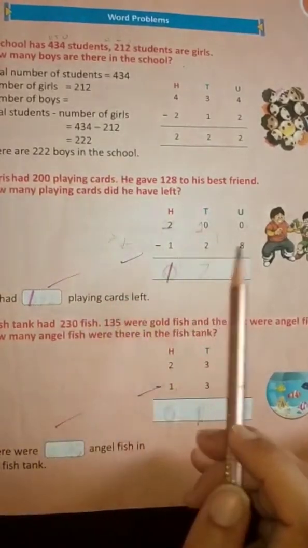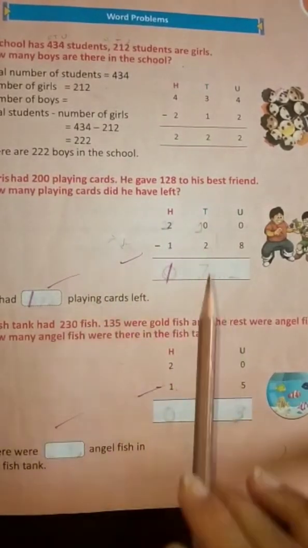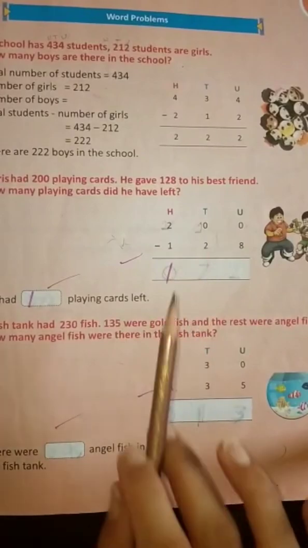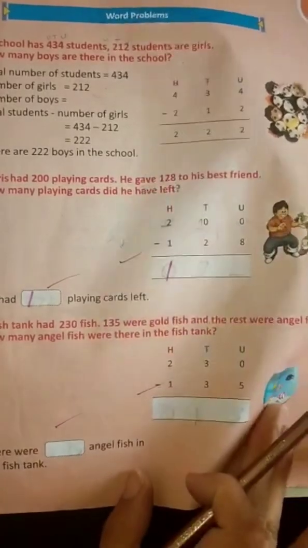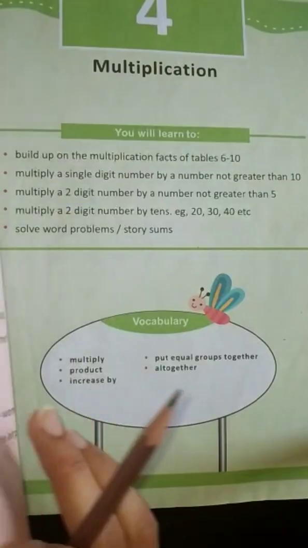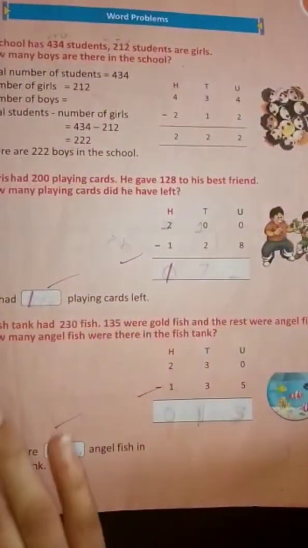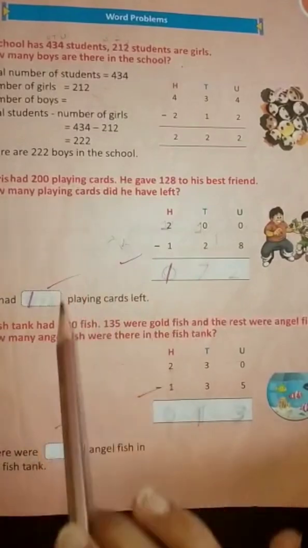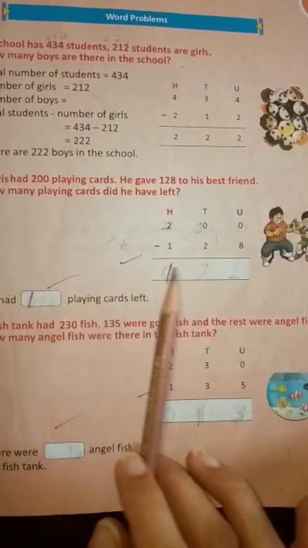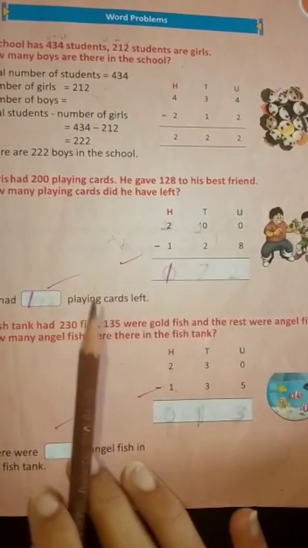Now as you can see on your book, they have 2 more questions. You have to solve this. This is your homework, and on your page number 46 there are some questions. When you come back to the school, we will solve this one. But your homework for this week, you have to solve the story sums, these 2 sums.